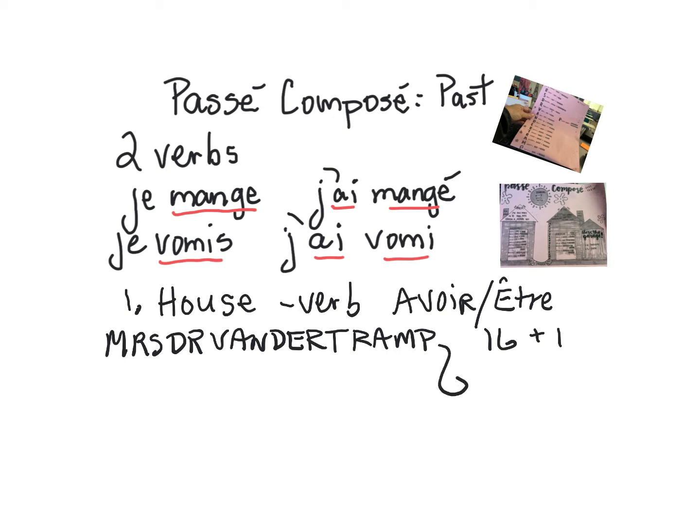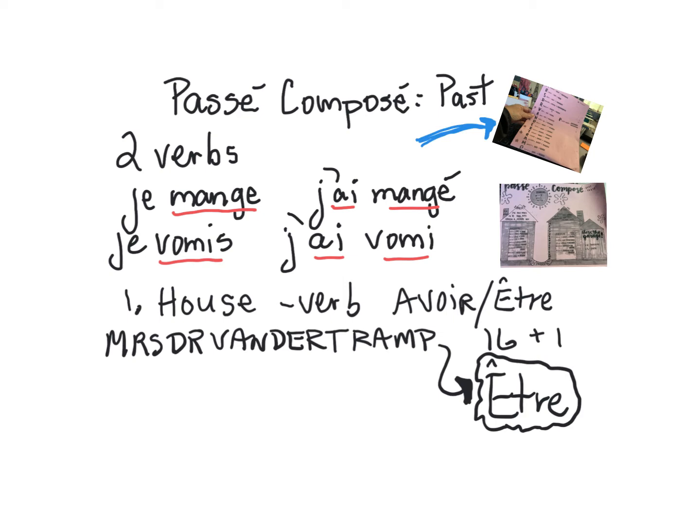So if it is in this house, I call it the Tramp house, which is horrible, but at the same time it is Mrs. Dr. Vandertramp. Ha ha ha. If it is in the Tramp house, you're going to use the être verb as your helping verb. But if it is not, then you're going to use the avoir. So your first thing you have to figure out is if it's être or avoir. And you just simply look on the back right here where you see this fancy little sheet, which you have also. On the back, you have all the verbs that use être. If they're not on the back of that paper, you're going to use avoir.